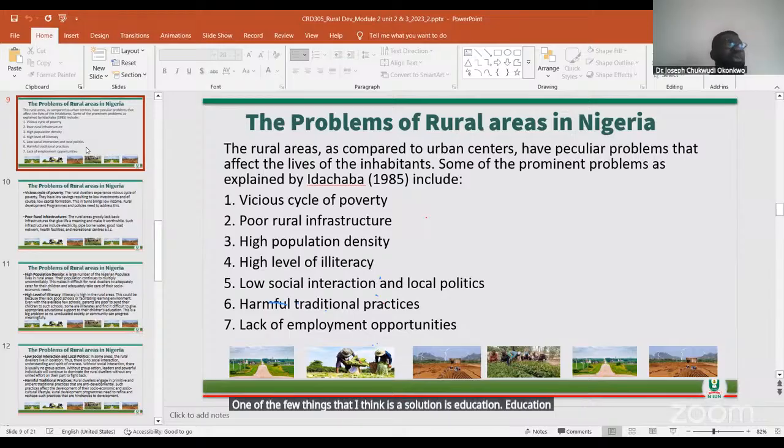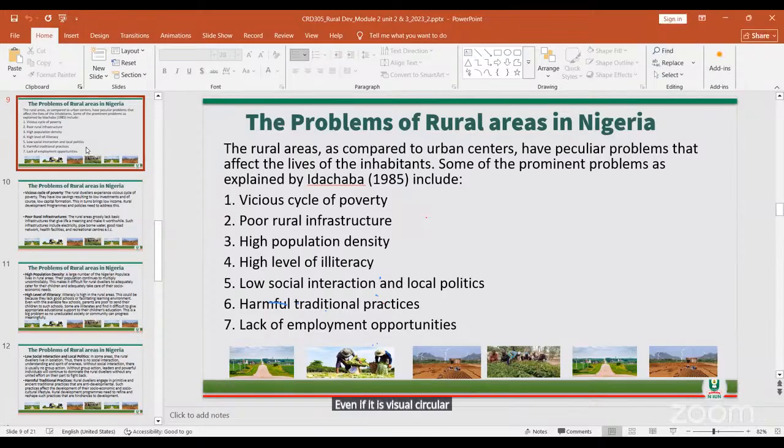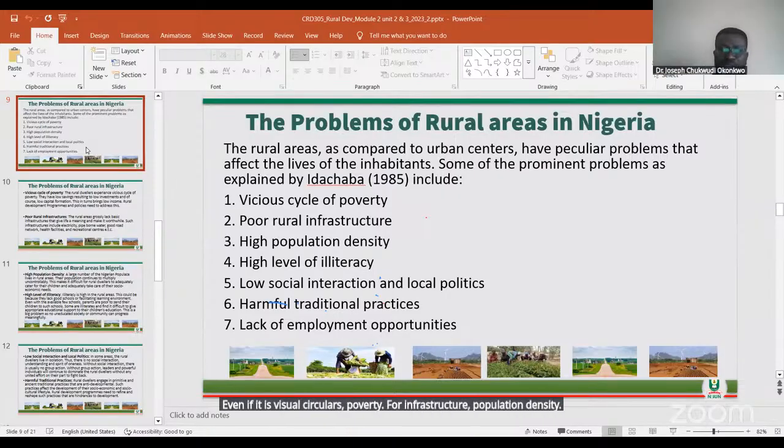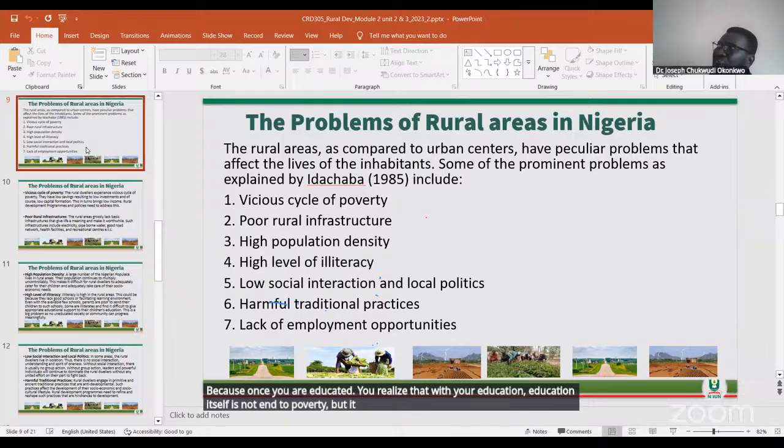Education is so important that even with the vicious circle of poverty, poor infrastructure, population density, illiteracy, social interaction, harmful traditional practices, and unemployment, education tends to solve some of these problems by default. Because once you are educated, you realize that education itself is not the end of poverty, but it gives you an understanding of how to improve your socioeconomic means.